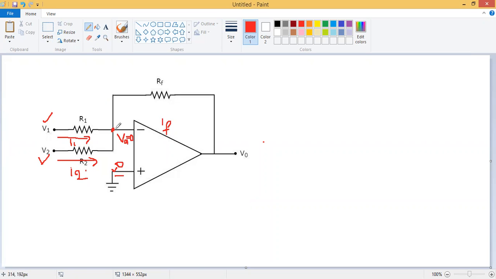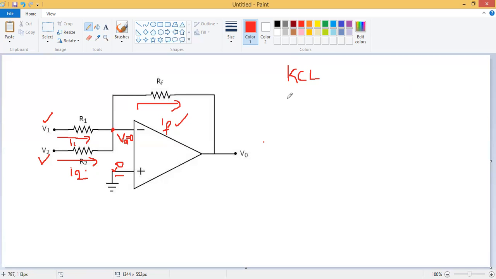Now the current flowing through the resistor R1 due to V1 is I1. The current flowing through the resistor R2 due to the voltage applied at V2, I am assuming it as I2. The current flowing through the feedback resistor is IF. Now I am going to apply KCL, Kirchhoff's current law, to this circuit. The total current entering the node VA is I1 plus I2, and the total current leaving this node is IF.